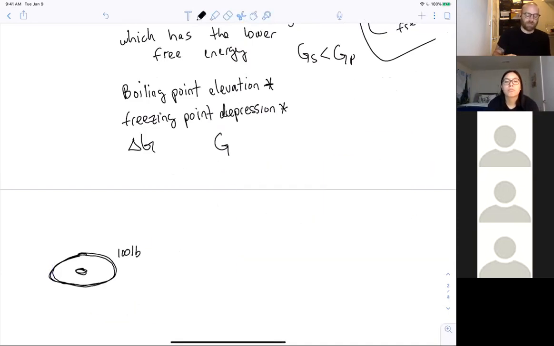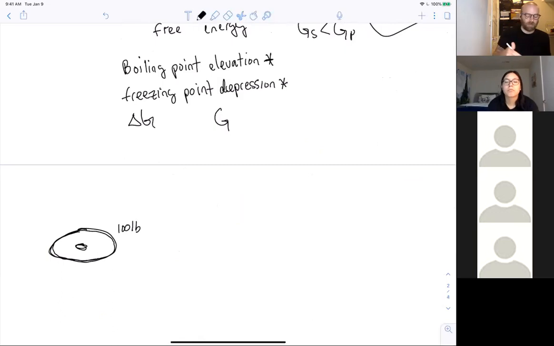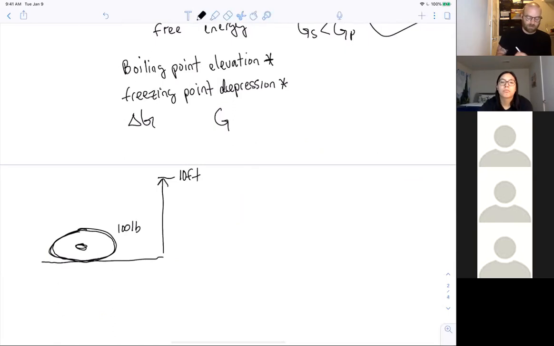If we think about something we're used to talking about, like gravity, where you're working against it. If I have to lift that plate up to some height, let's say I'm trying to get it 10 feet off the ground, and here I'm starting at ground level, it's going to take me a certain amount of energy, a certain amount of work, to get it from here up to here.